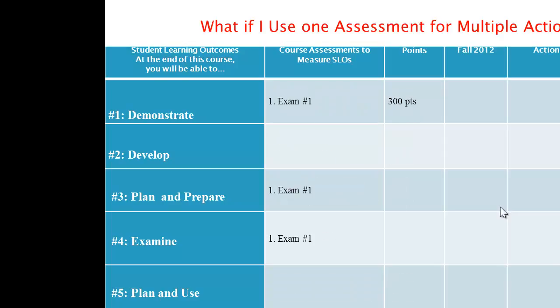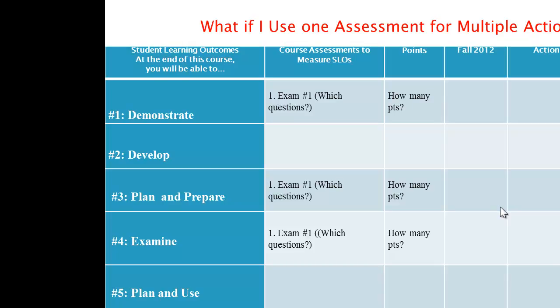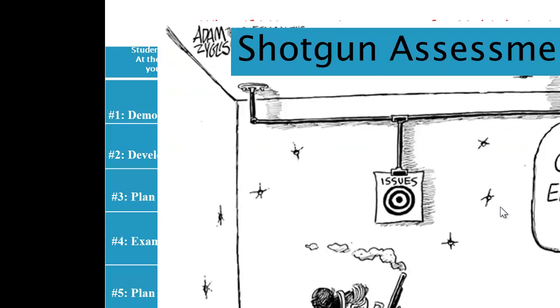However, we sometimes use one assessment for multiple action verbs. So I might have an exam which will measure SLO 1, 3, and 4. All we need to do to make that okay is distinguish which questions are measuring which one, and then it tells us how many points. That way you keep the one-to-one mapping. If you don't do that, we'll call this a shotgun assessment, where the exam just measures something and we think we're going to hit the target, but we're not sure.